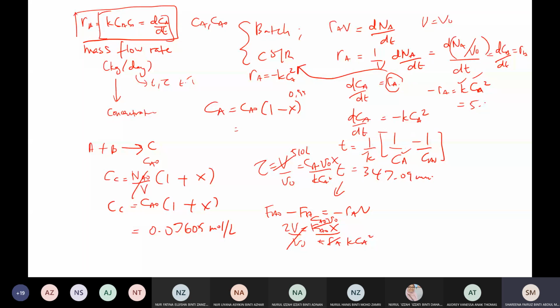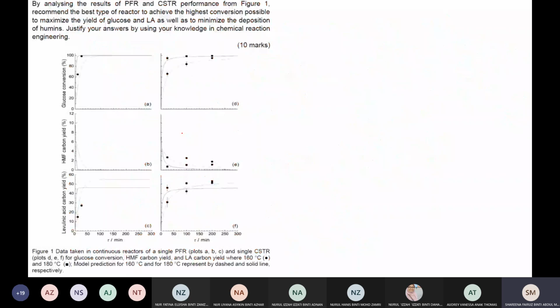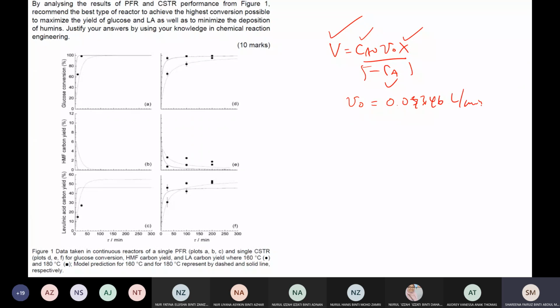So masukkan balik dekat equation ni. Kita akan dapat tadi V is equal to CA0 V0 X over negative RA. So negative RA ni kita dah calculate. CA0 dah given, V dah given, X dah given. So kita dapatkan V0, this one is 0.07346 L per min. Daripada sini you akan dapat tau, sebab tau is equal to V over V0. So tau dalam ni adalah 69425.5.